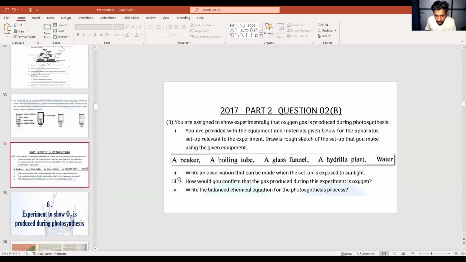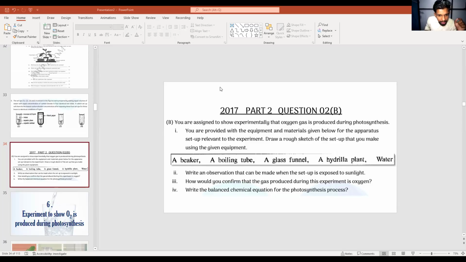Here, what observation can be made? Evolution of the gas bubbles, the rate of the bubbles, and the water level goes down. No, no, that answer is correct.